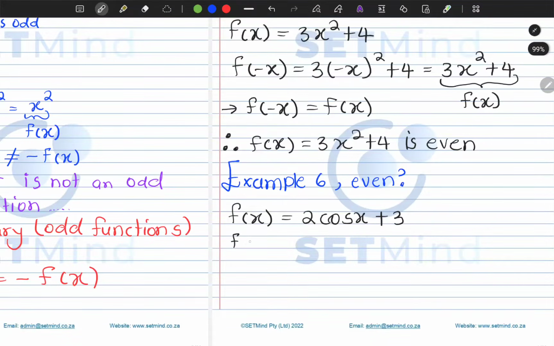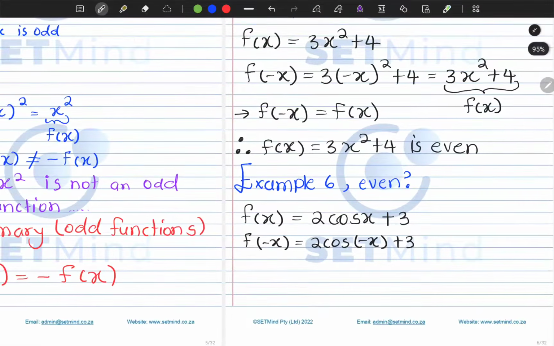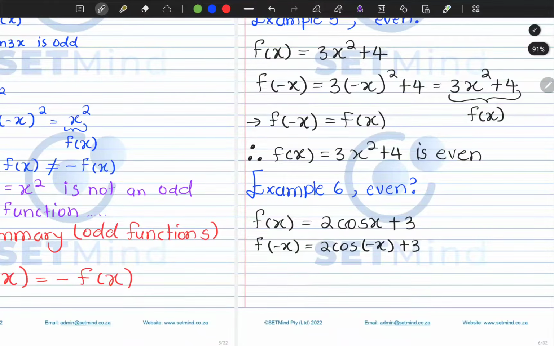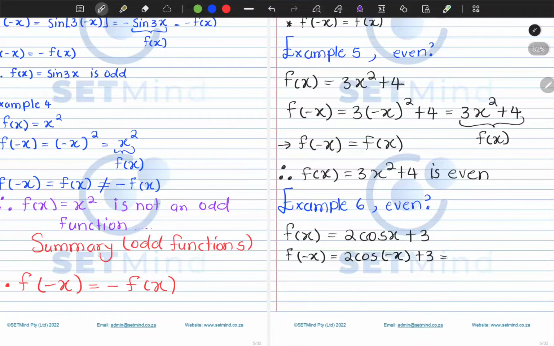So let's go ahead and do f of minus x, which will be 2 cos of negative x plus 3. By now, you should know that cos of negative an angle is the same as cos of the same but positive angle. This is just grade 11 and 12 stuff. So this is 2 cos of x plus 3. And if you observe carefully, this is just the same as our f of x.